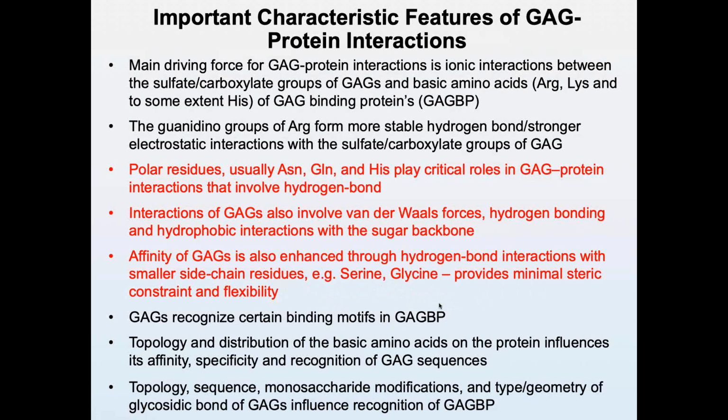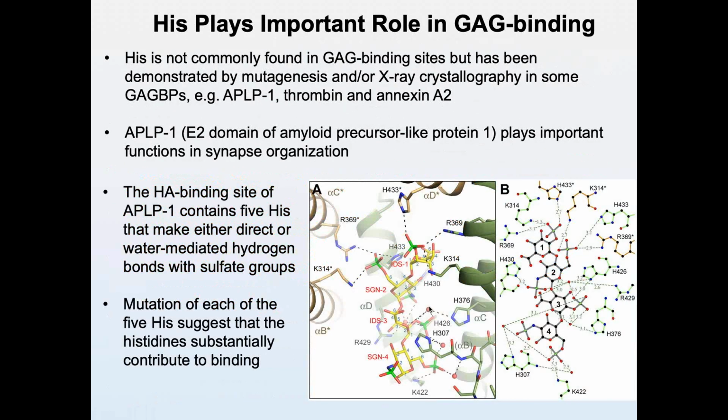Now, let's illustrate these points with some specific examples. Histidine. So we talked about arginine and lysine. However, histidine may also play a very important role in ionic interactions or hydrogen bonding. Here we have a histidine in this GAG binding protein, APLP1, an amyloid precursor like protein number 1. It plays a very important role in synapse organization.